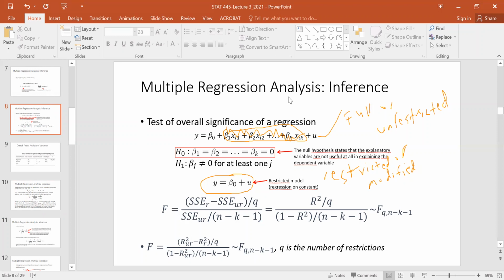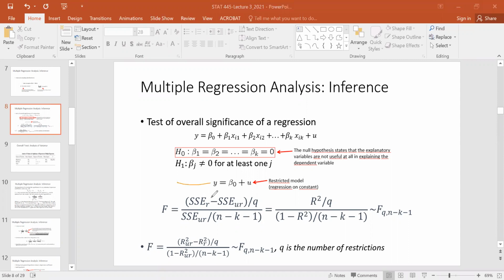Now, first of all, you should appreciate that the small r here is restricted. SSR restricted is from this model, and UR is unrestricted, coming from this model. Q is the number of restrictions. So let's count them. 1, 2, 3, 4, 5, all the way up to K. So the number of restrictions Q is K.